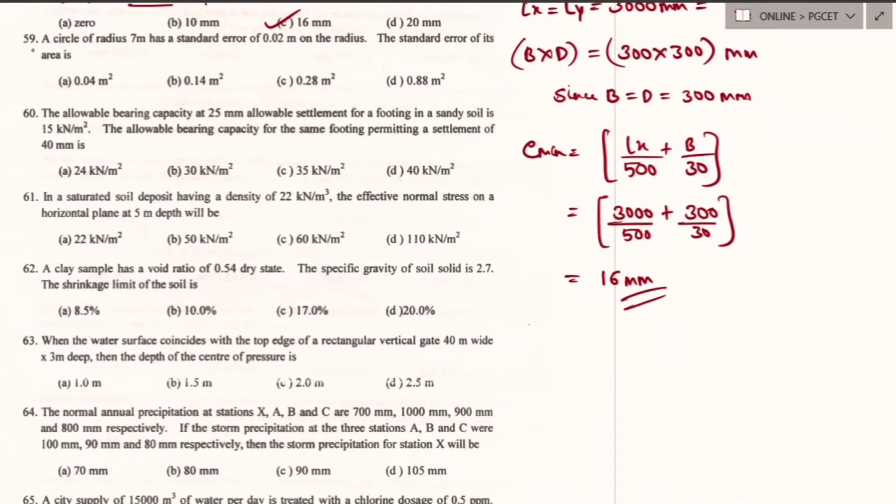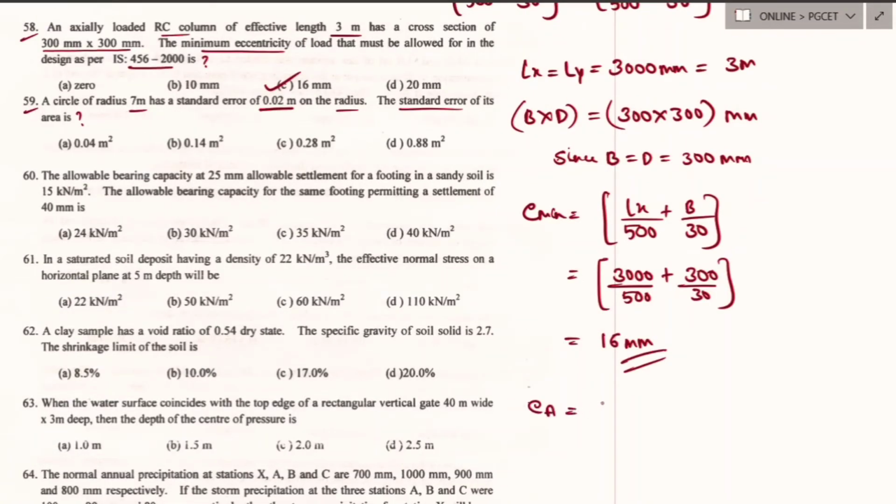Question number 59. A circle of radius 7 meter has a standard error of 0.02 meter on the radius. The standard error of its area is. So we have to find the standard error of area. EA is equal to ER multiplied by 2 pi R. Error of the radius is 0.02 meter multiplied by 2 pi R. R is the radius of the circle, that is 7 meter. So if you calculate this, error of the area will be 0.88 meter square. So option D is the right answer.